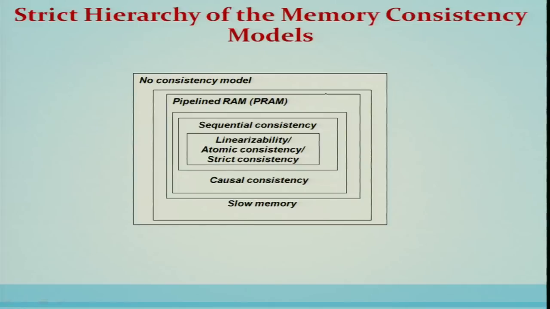Now, after seeing so many consistency models, starting from the very strict consistency model called the linearizability model, or a strict consistency model, then we have seen that by weakening this model, we realized the sequential consistency model. And further weakening it, we have obtained a causal consistency model. Weakening causal consistency further, we have obtained the PRAM model, pipelined RAM model. Weakening this PRAM model, we have also received a slow memory model.